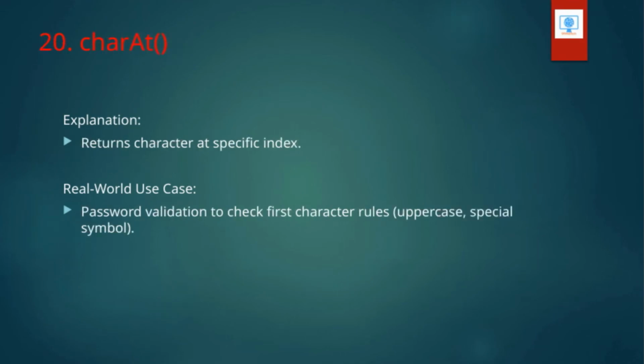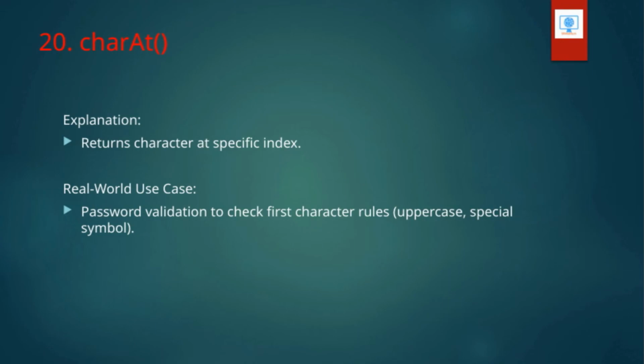Now let's take a look at how the charAt method works. Essentially, it returns the character at a specific index within a string. So if you have a string like hello, and you want to get the first character, you'd use charAt(0). It's a simple yet powerful way to access individual characters, which is especially useful when you need to perform checks or validations within your code.